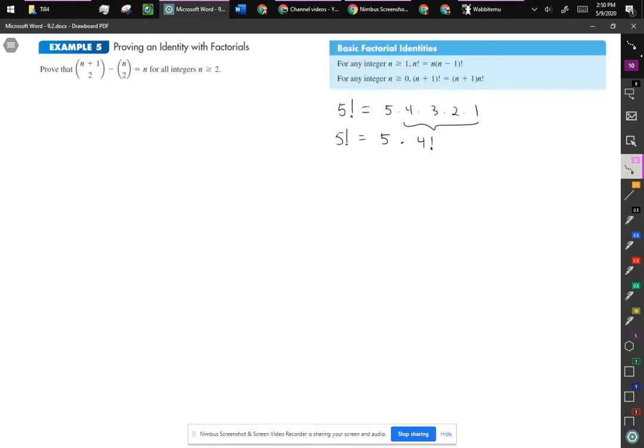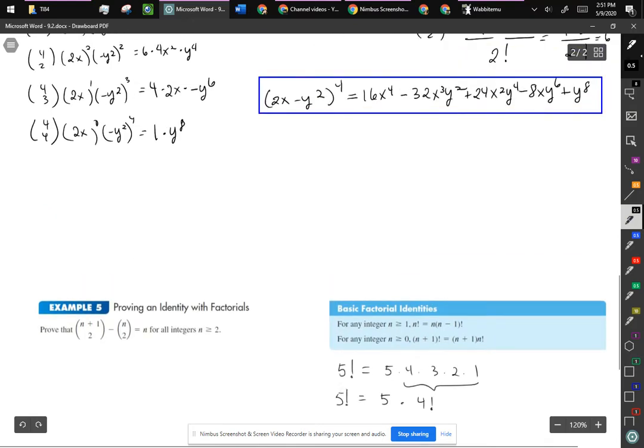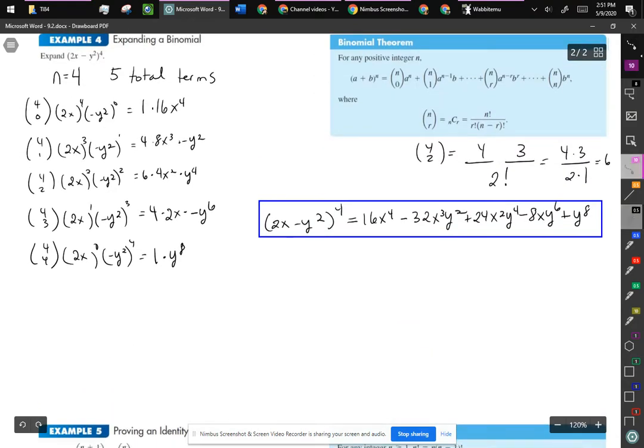So let's go ahead and use this basic factorial identity to do the proof. Now to do this proof, notice we have combinations here. N plus 1 choose 2 and n choose 2. Let's look at the actual formula because we don't have actual values to do a shortcut. So we're going to need to use the formula in its entirety. Formula is right over here.